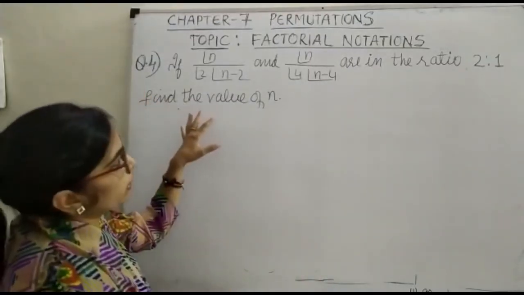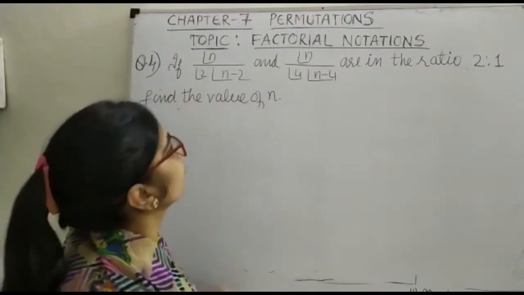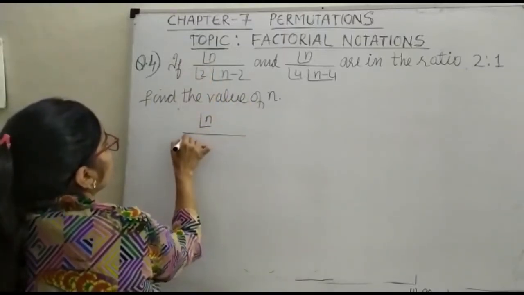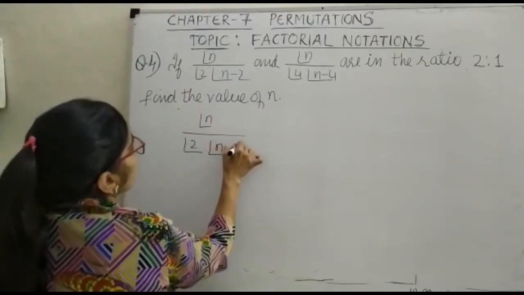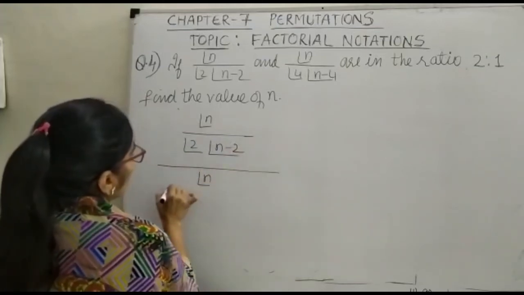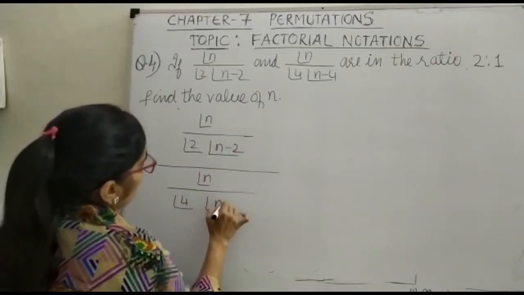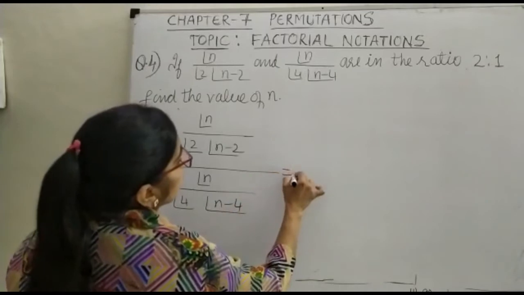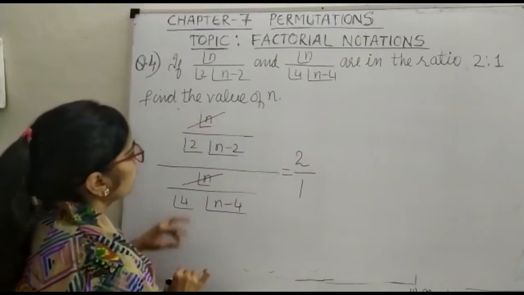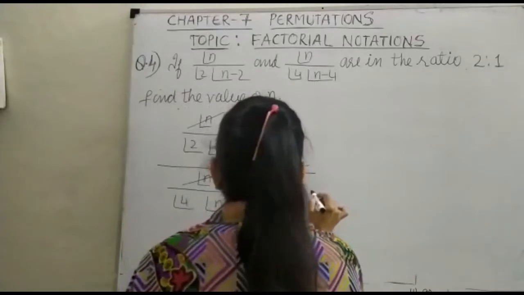In question number 4, we are given the ratio, and with the help of that we are supposed to find out the value of n. So this is n factorial upon 2 factorial into n minus 2 factorial, divided by again n factorial upon 4 factorial into n minus 4 factorial, this is equal to 2 upon 1. You can see that this gets cancelled, right? Out of n minus 2 and n minus 4, n minus 2 will be reduced. So this takes the form, you can see here.